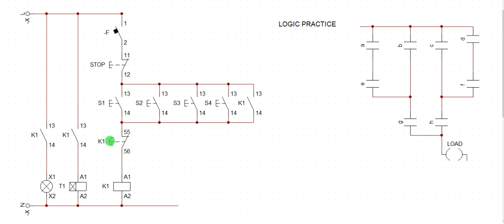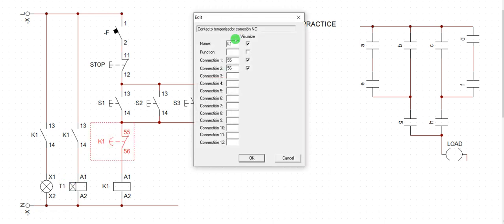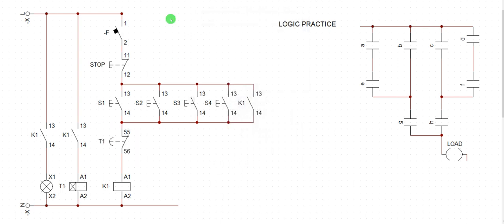Okay, sorry. Look at the error. Instead of T1, we went and tagged K1. So this is T1. This one should bear the tag of the contact. So this is the error. Change it to T1. All right, now let's simulate once more.